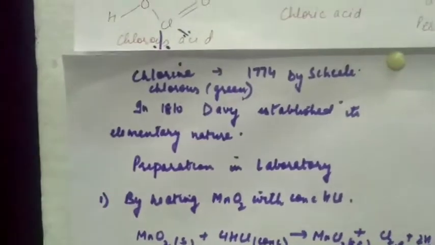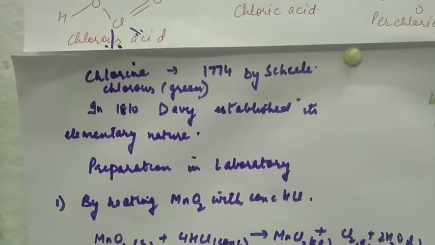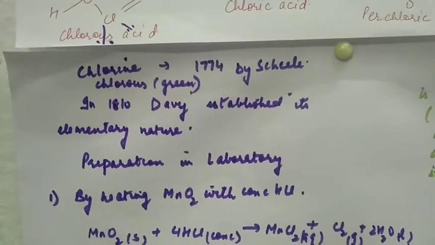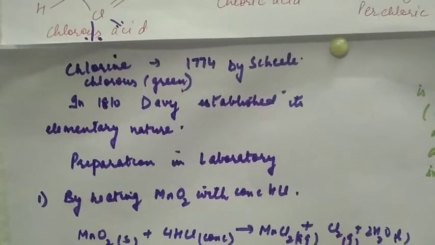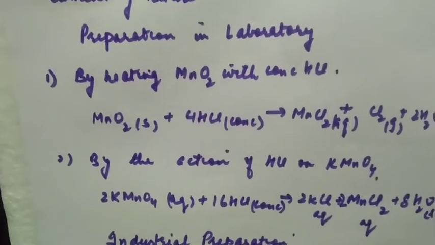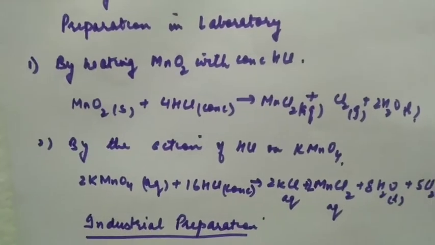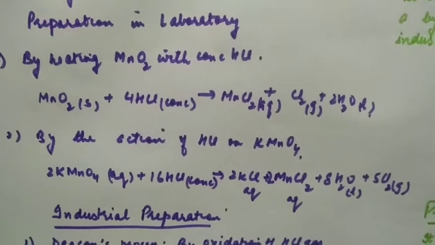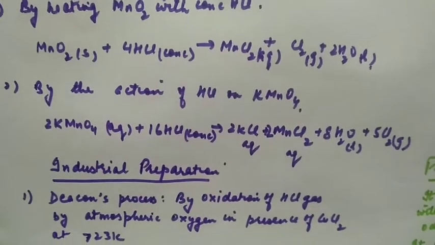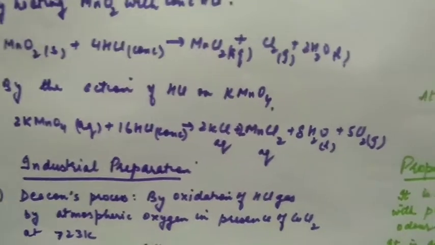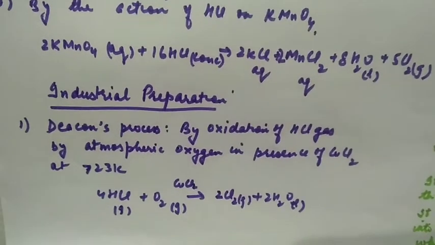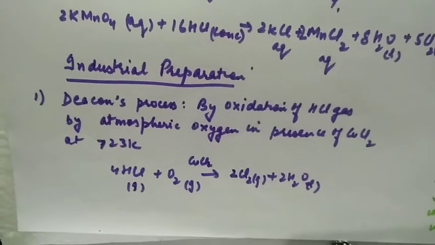Next compound is chlorine. It was discovered in 1774 by Scheele, but in 1810 Davy established its elementary nature. Preparation of chlorine in the laboratory is by heating manganese dioxide with concentrated HCl. Chlorine gas is produced by the action of HCl on KMnO4. Potassium chloride, manganese chloride and chlorine is produced. Industrial preparation is by Deacon's method or by electrolytic process.